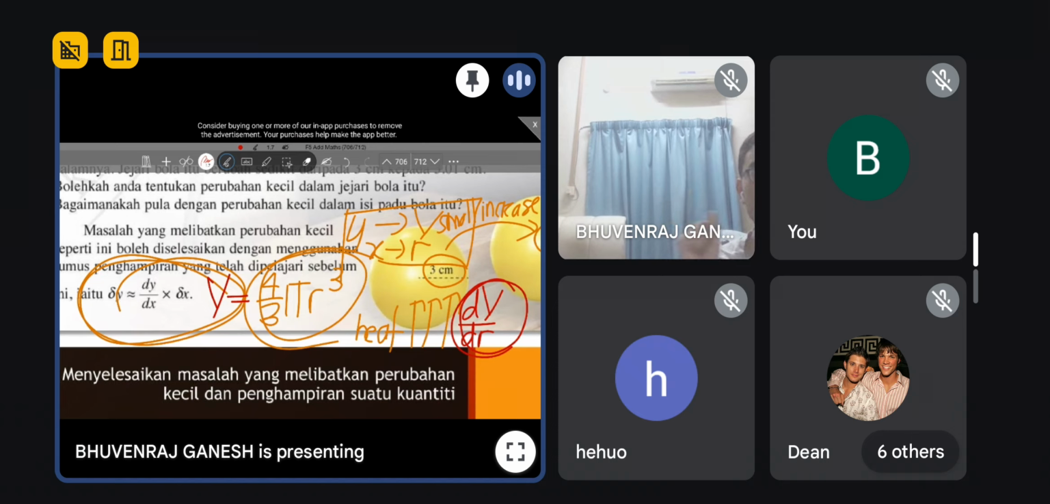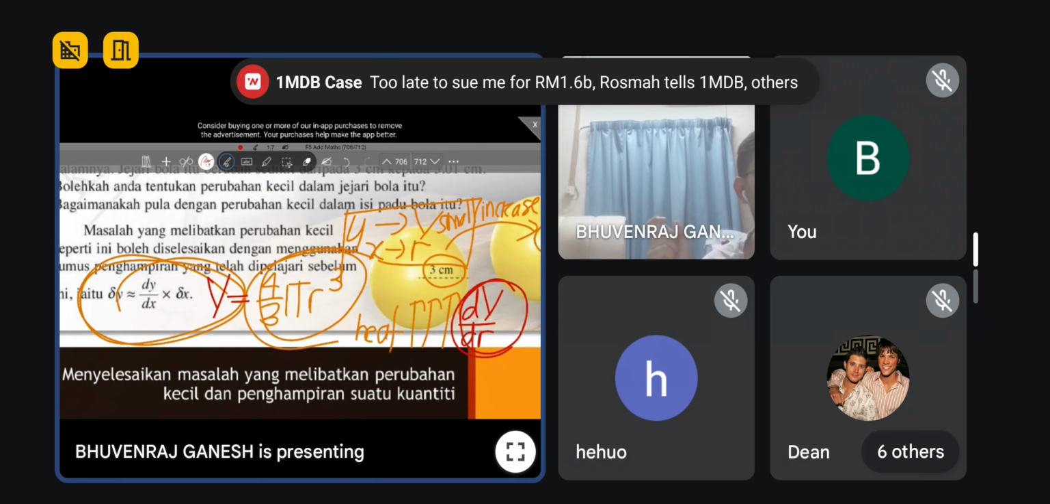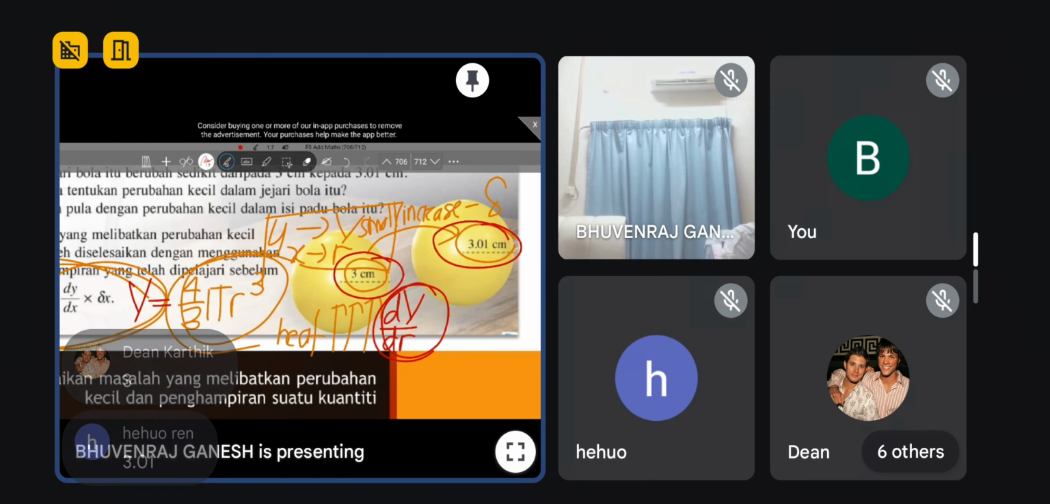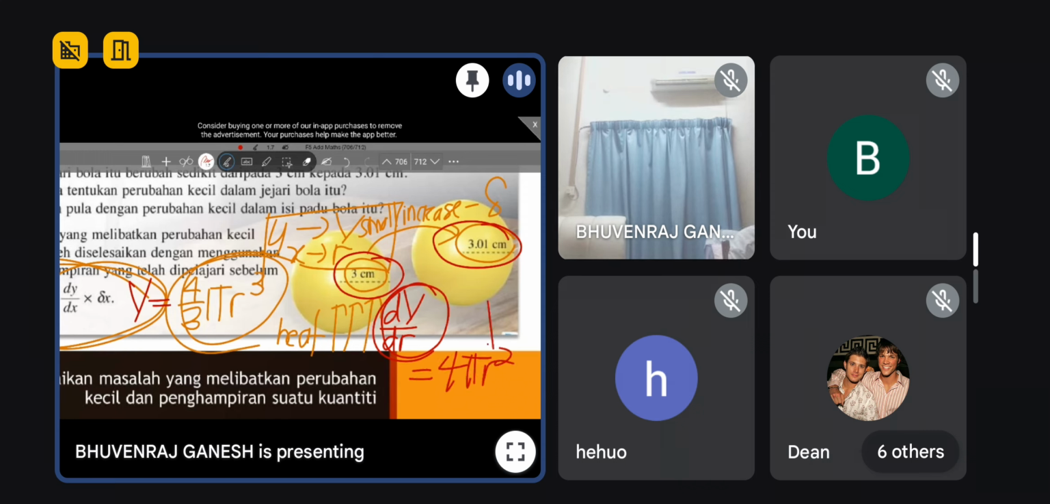What is the R we will substitute? Nilai R tu kita ganti dengan nilai mana? Is it we substitute 3 or 3.01? Which one? Nilai R kita. What's the value we substitute, guys? Anyone? Okay, some more? I want to see more people. What you all say? Which value we substitute? 4 pi R square, right? This R over here, kita ganti dengan nilai apa? Which value? Anyone? Some more guys, not sure.